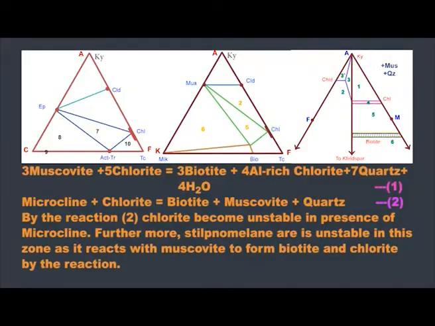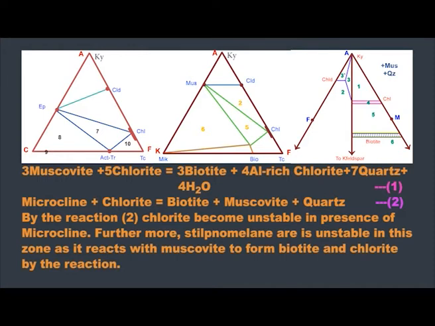Biotite appears in this zone by the following reactions. Muscovite plus chlorite give rise to biotite plus Al rich chlorite plus quartz plus water. Another reaction is microcline plus chlorite give rise to biotite plus muscovite plus quartz. By reaction 2, chlorite becomes unstable in the presence of microcline.